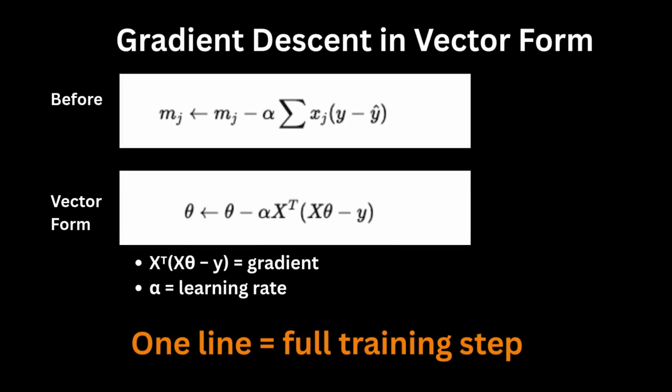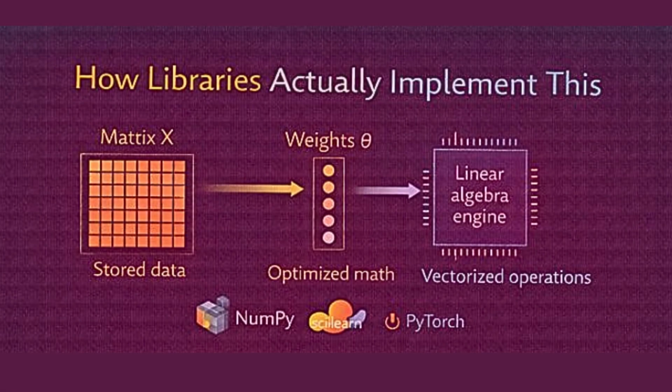No loops, no manual summation. This is exactly how machine learning libraries work. They store data as matrices. They use optimized linear algebra, and they rely on vectorized operations. When you call fit, this is the math happening underneath.